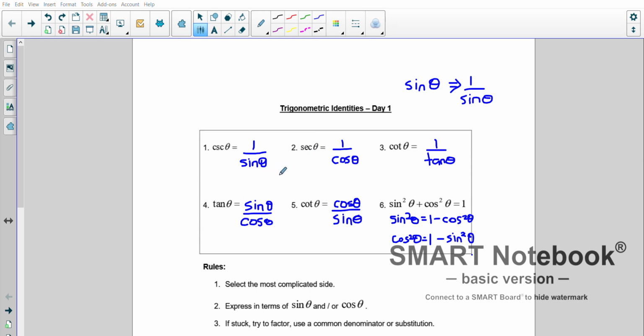Divide that by sine x. So cos divided by cos is gone, and you're left with sine x over sine x. And anything divided by itself is 1. And that proof is done.